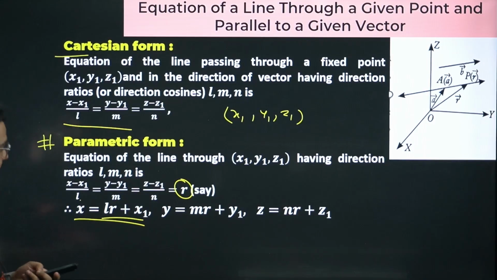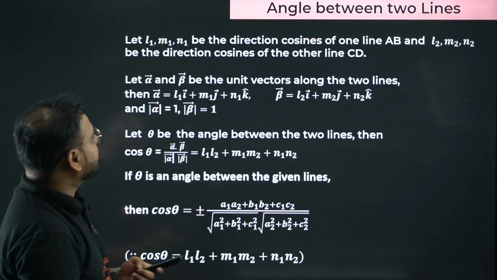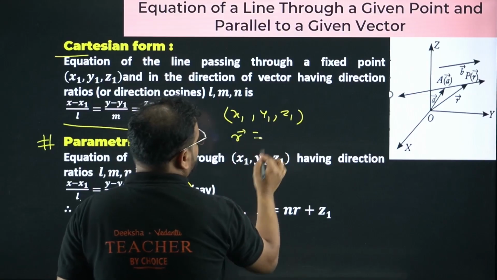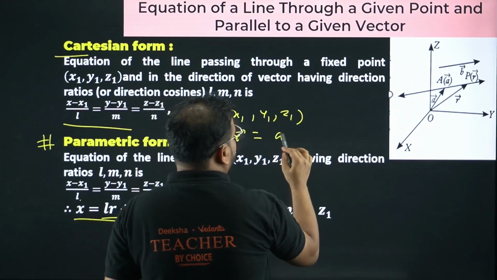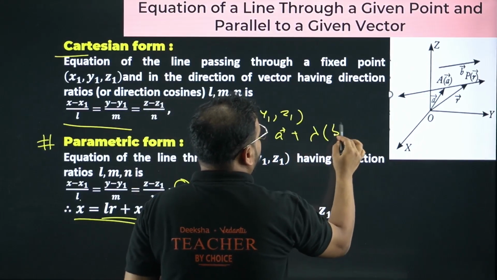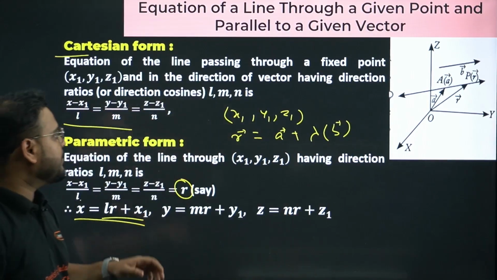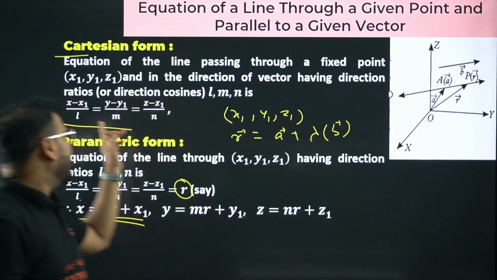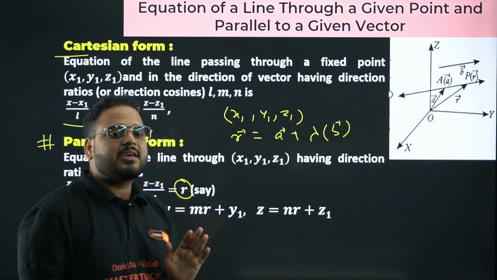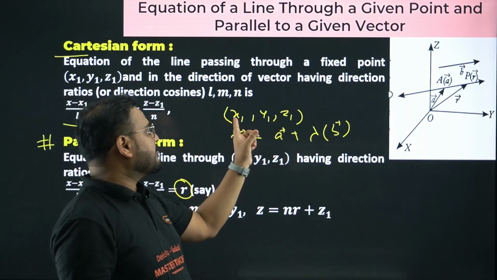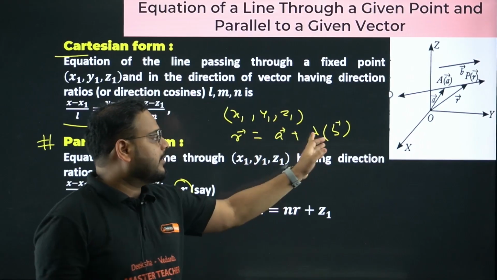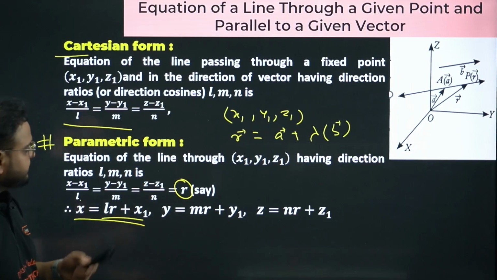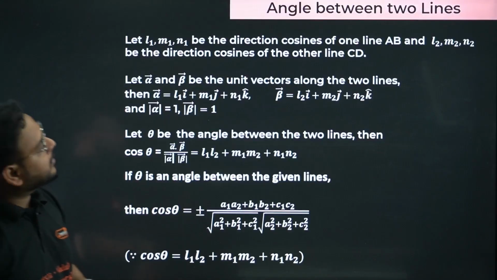Again, if you're looking for the vector form, it will be like this. Vector R equals vector A plus lambda vector B. What is vector A going to be? x1 i cap, y1 j cap, and z1 k cap. And vector B will be L i cap, M j cap, N k cap. I'll repeat myself. Vector A will be x1 i cap, y1 j cap, and z1 k cap. B will be L i cap, M j cap, N k cap. Okay, done.